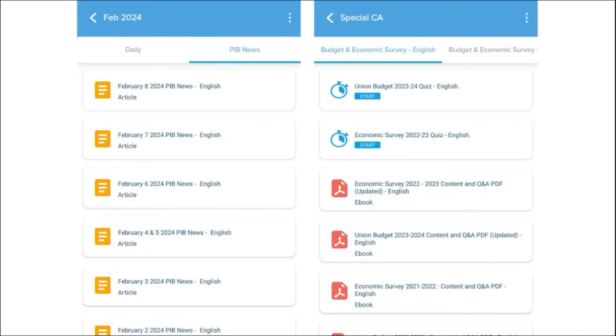Next, we also provide you with important PIB articles on a daily basis so that you can go through these articles and have an insight into that particular topic. Not just this, we also make sure to provide you important events that are happening globally and give you the right analysis.